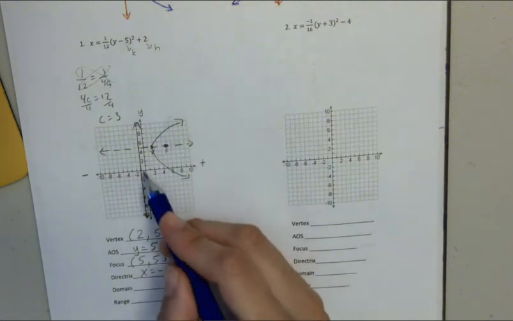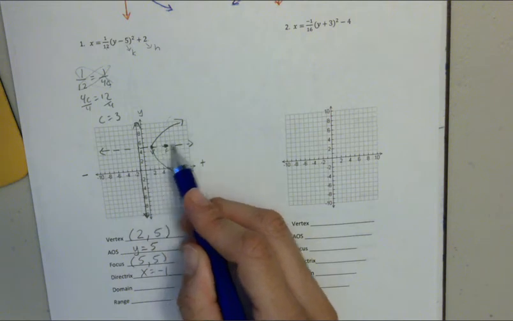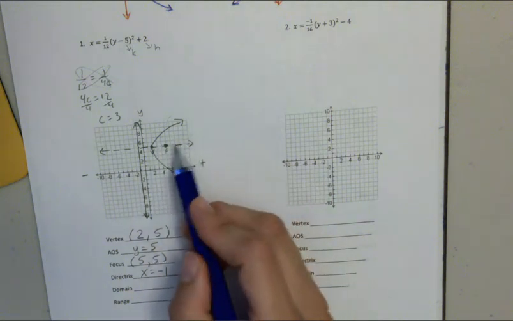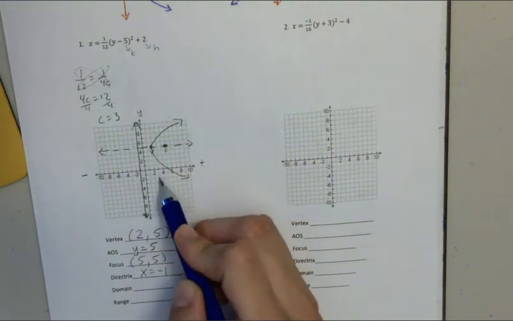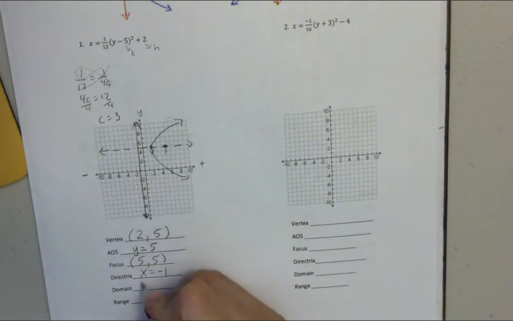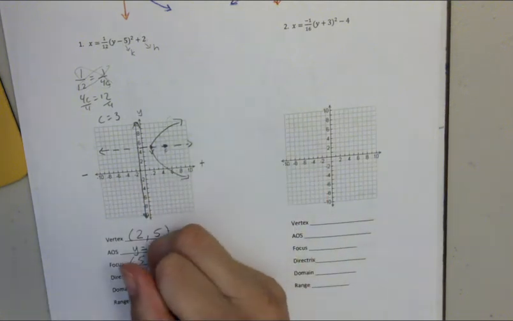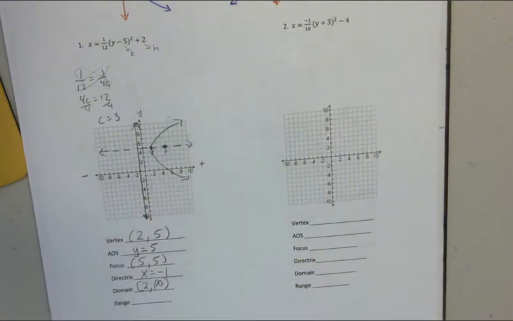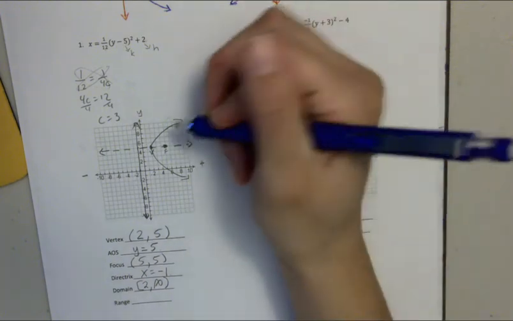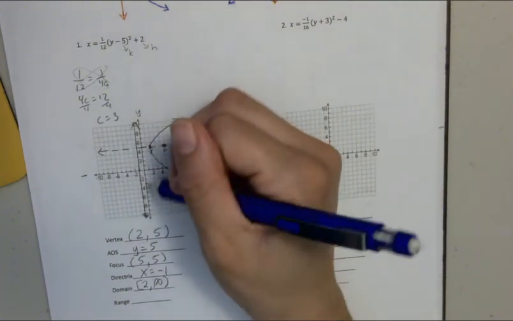So that means my domain starts here, and it goes everything to the right. Well, here is 2. So along the x-axis, you're at 2. So it's included as a solution. So we say bracket 2, and it's everything to the right, so to infinity. Okay. Now the range is the y value. So now we're looking on the y-axis.